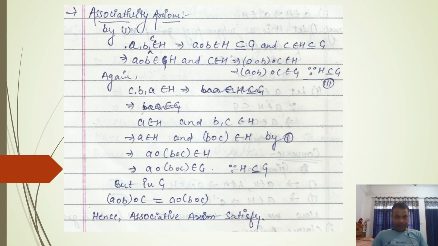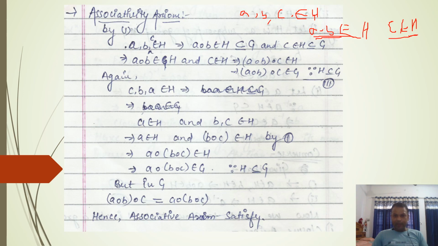Now we will discuss the associative property here. Let us suppose that three elements A, B and C belong to H. So we can write this single statement as two different statements. If A, B, C belongs to H, it means we can say that A and B belong to H, and separately we can say that C belongs to H. Now we have decomposed this single statement into two statements.